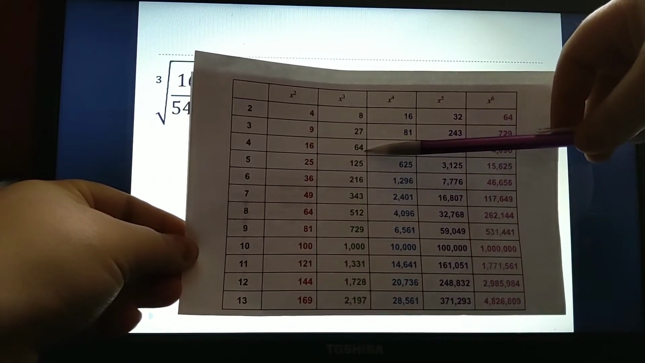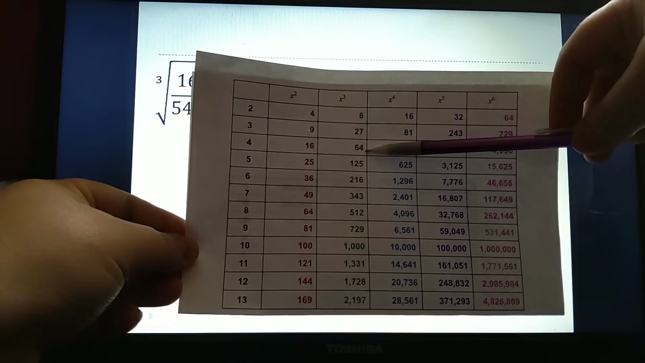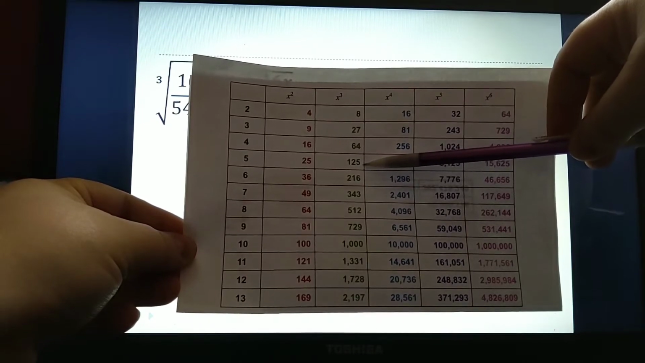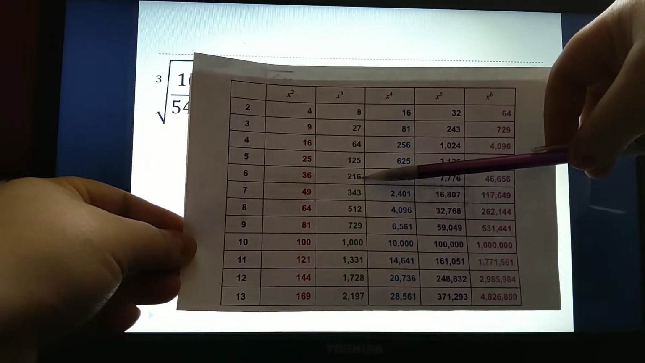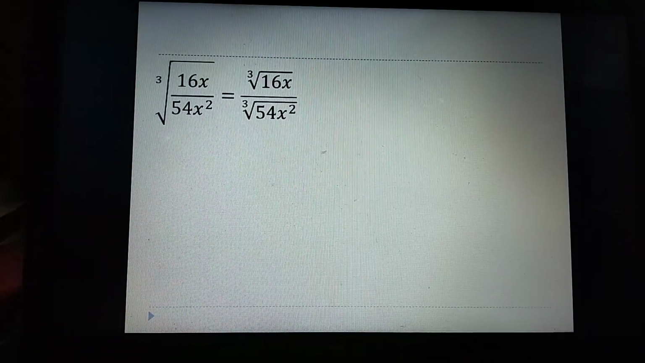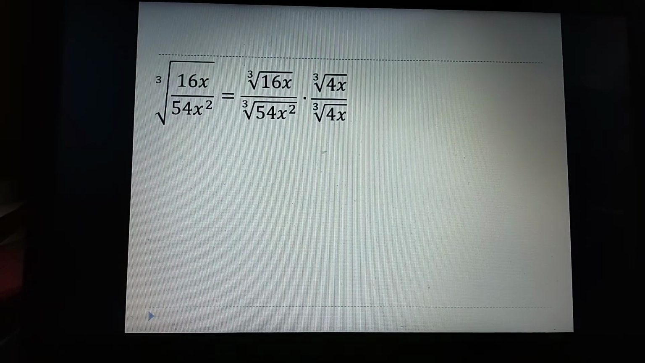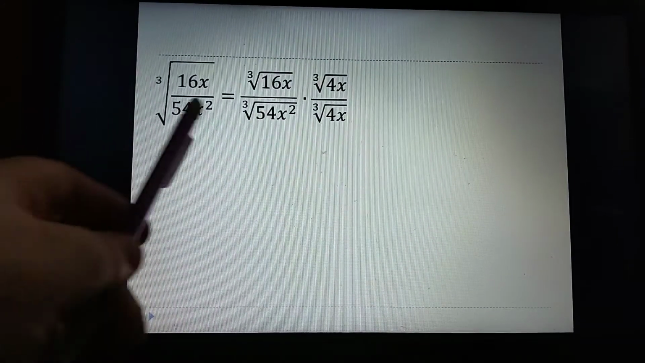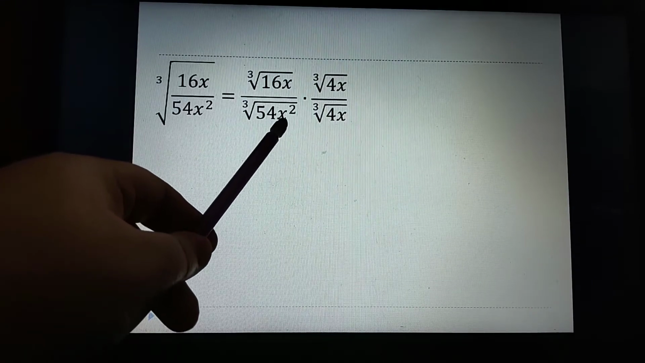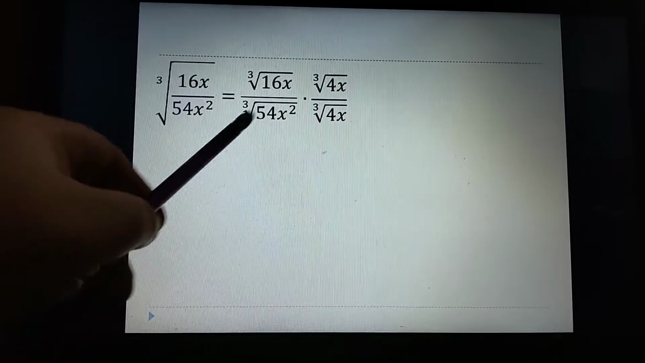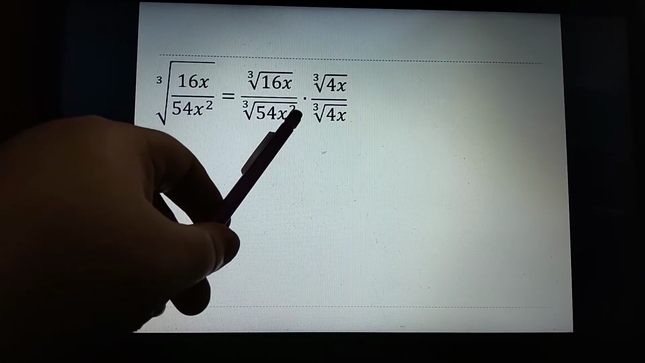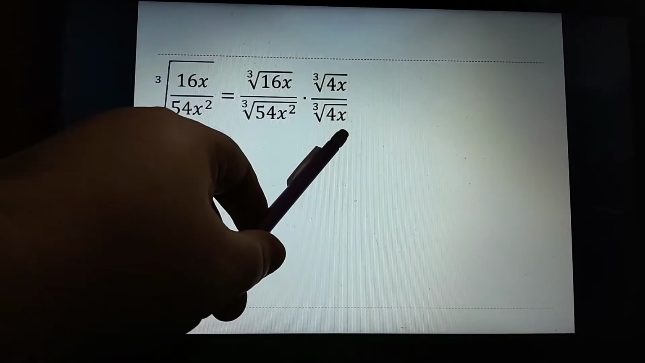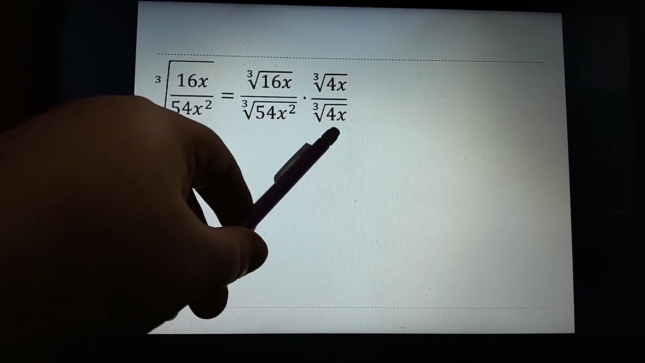Can I multiply 54 by something to make it 64? No. Can I multiply 54 by something to make it 125? No. I can multiply 54 times something to get 216. And I'm going to multiply that by 4. So 54 times 4 gives me the 216 on my list. Now my x squared can't be under the radical either. The power of the x squared has to be a multiple of 3 so it can be divided. So if I take x squared and multiply it by x, I get x cubed. That's where this x is coming from.